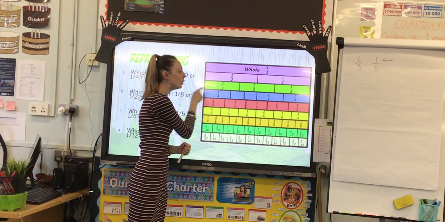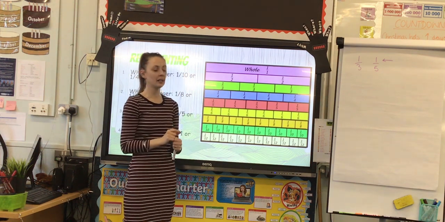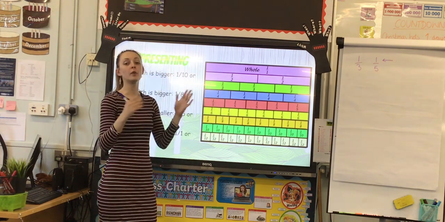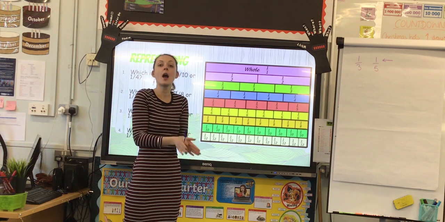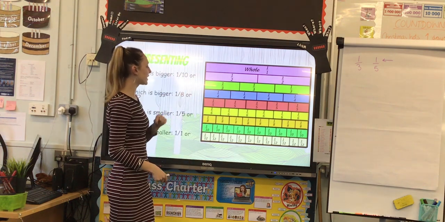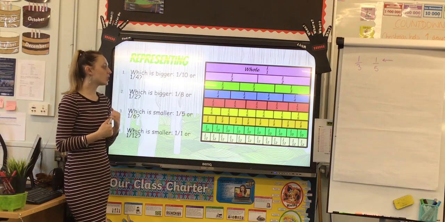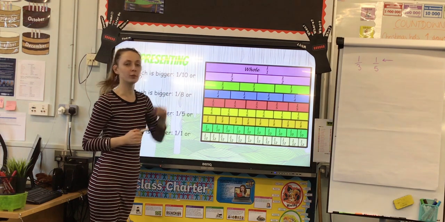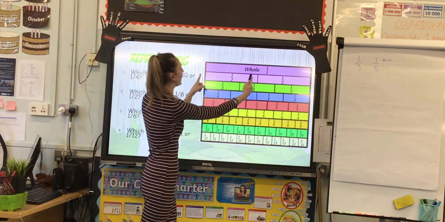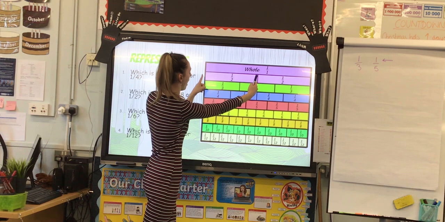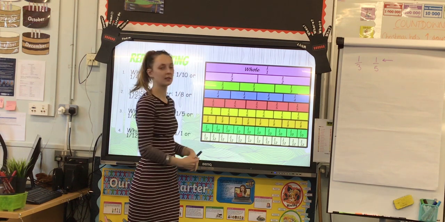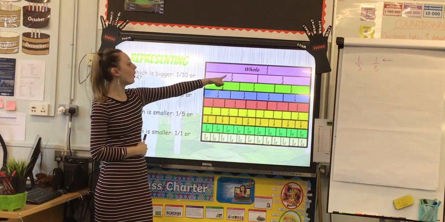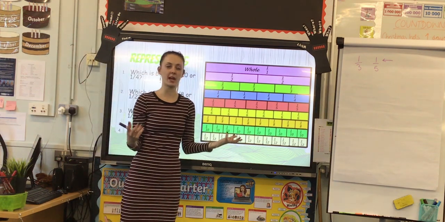Even though it's got a smaller value denominator, it means it's a bigger fraction. There's less pieces I've split it into, which means the actual individual pieces are bigger. So 1/4 is bigger than 1/10. Which is bigger, 1/8, which are here, or 1/2, which is up here? So again, I'm looking at the actual size of it. That's 1/2, that's 1/8. Really, really easy. That's loads smaller, which means 1/2 is bigger than 1/8.